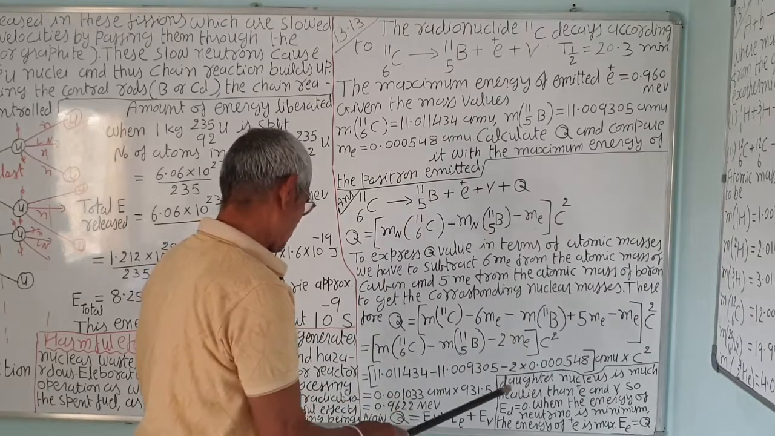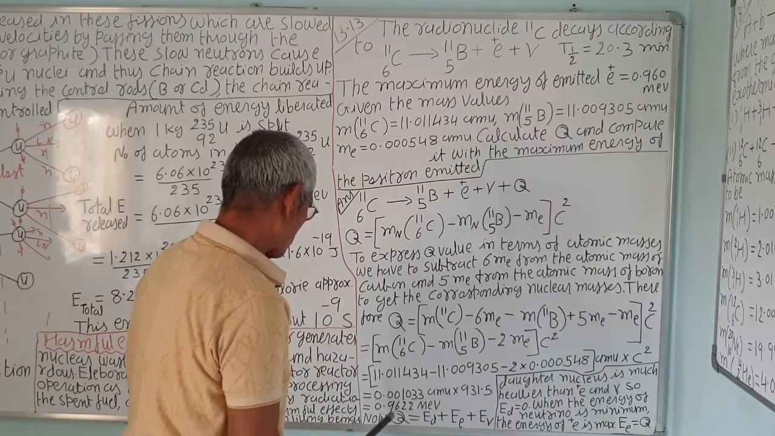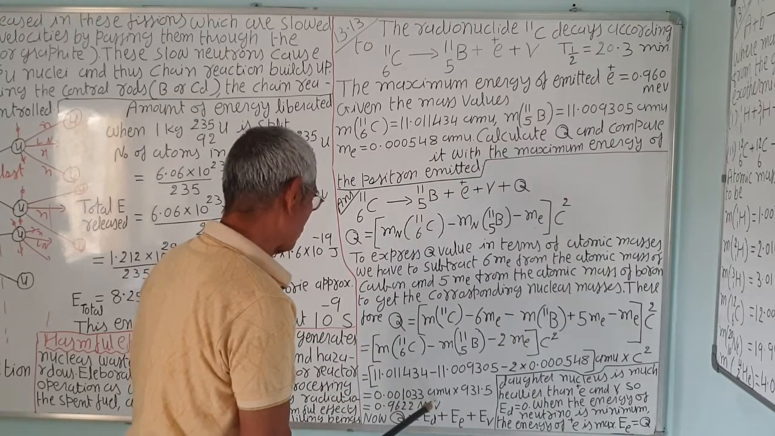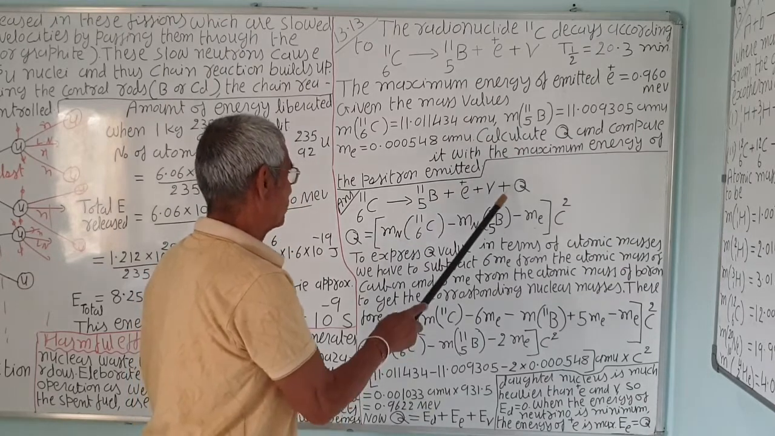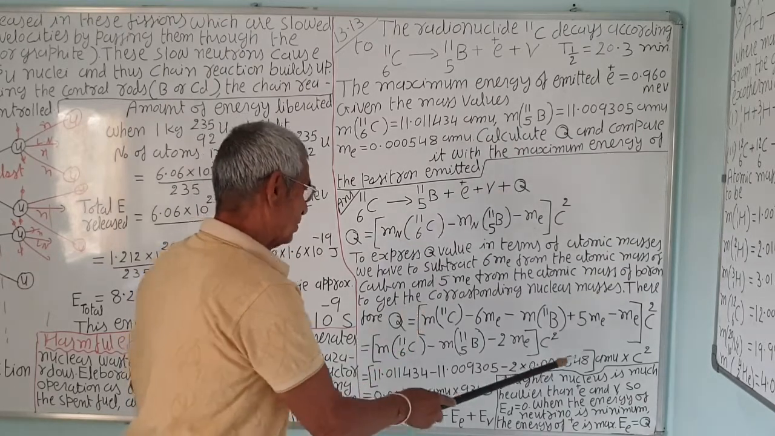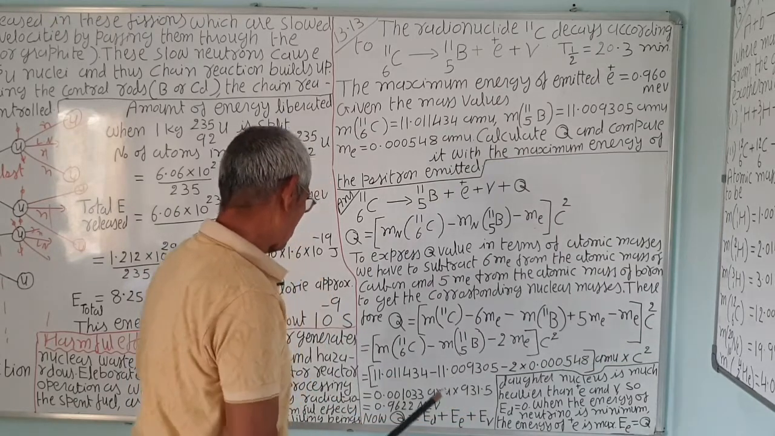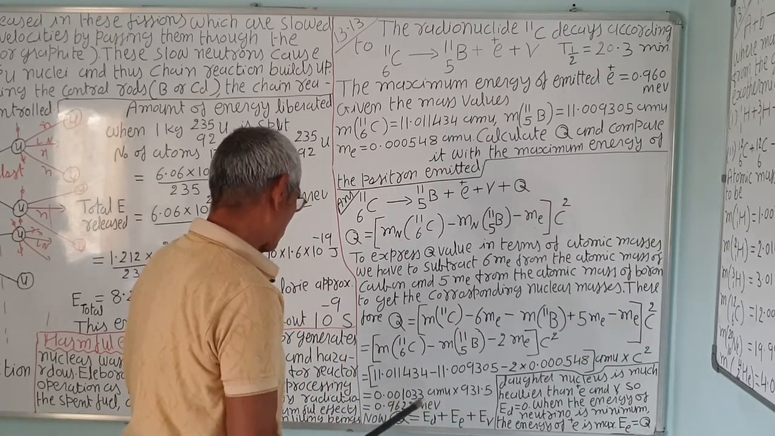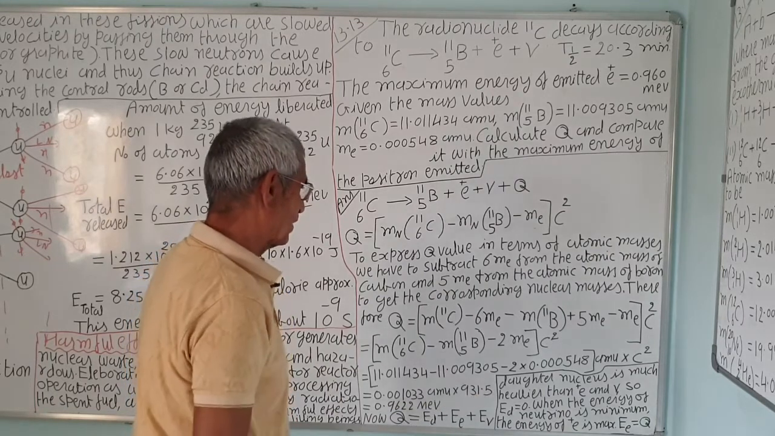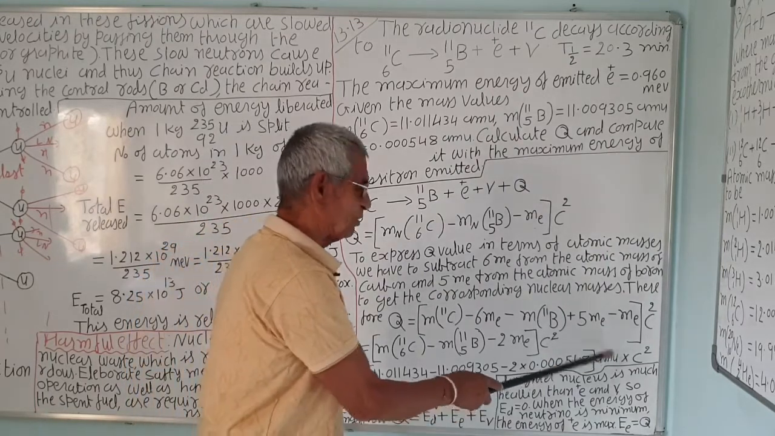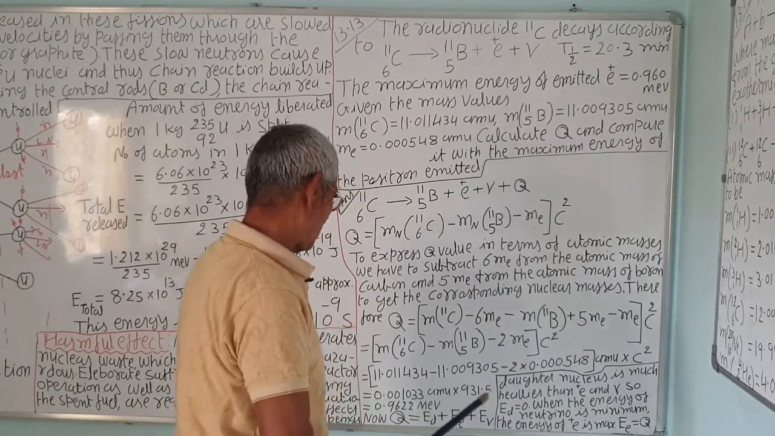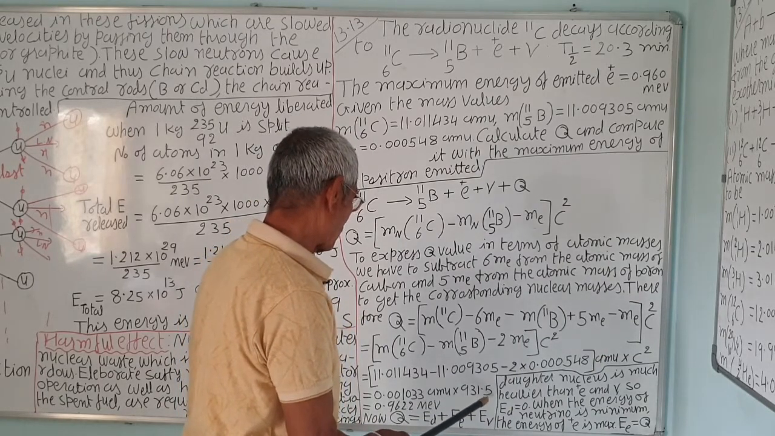Calculate this, and it comes to about 0.9622 million electron volt. So Q is equal to the mass defect multiplied by C square, that is, the mass defect multiplied by 931, because this is in atomic mass units, and 1 atomic mass unit is equal to 931.5 MeV.